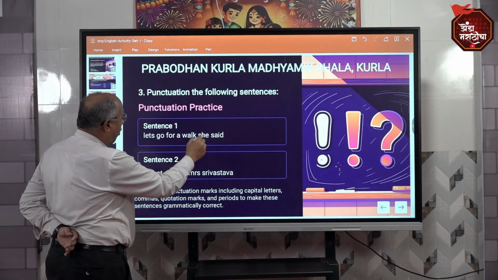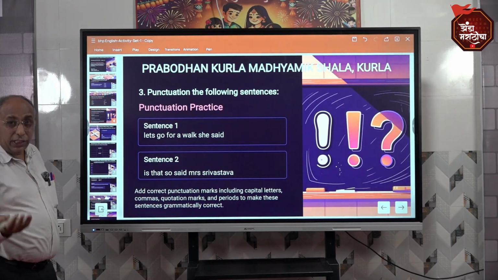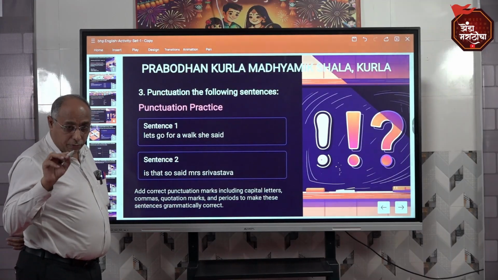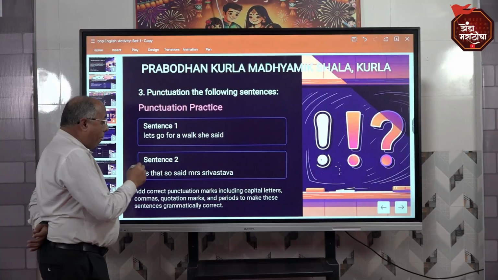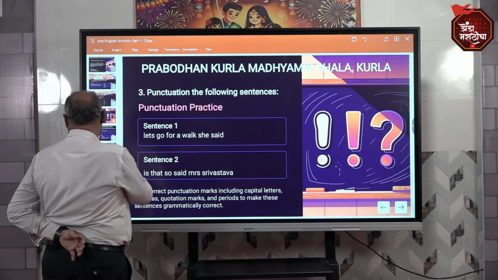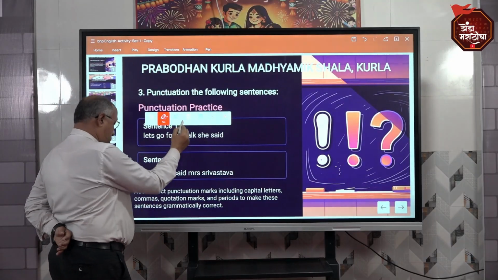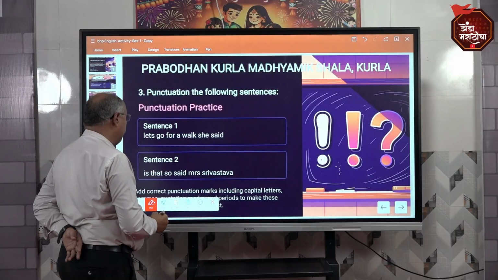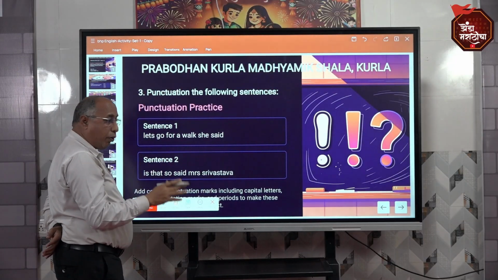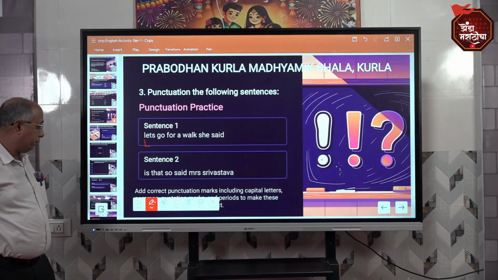Let's go for a walk, she said. What does it mean? Yeah, she said. If someone is telling something or asking something, so "she said" is there. But the common rule is that the sentence begins with a capital letter. So right now, let us write it. The first letter of the sentence, or the beginning word, will be capital. So this L will be capital.